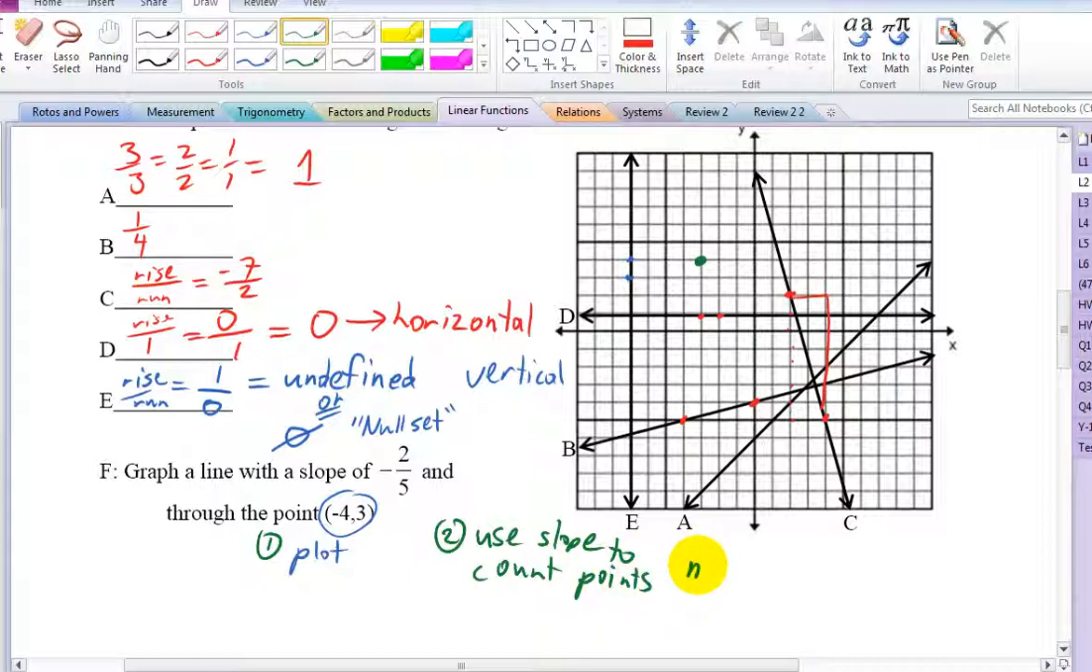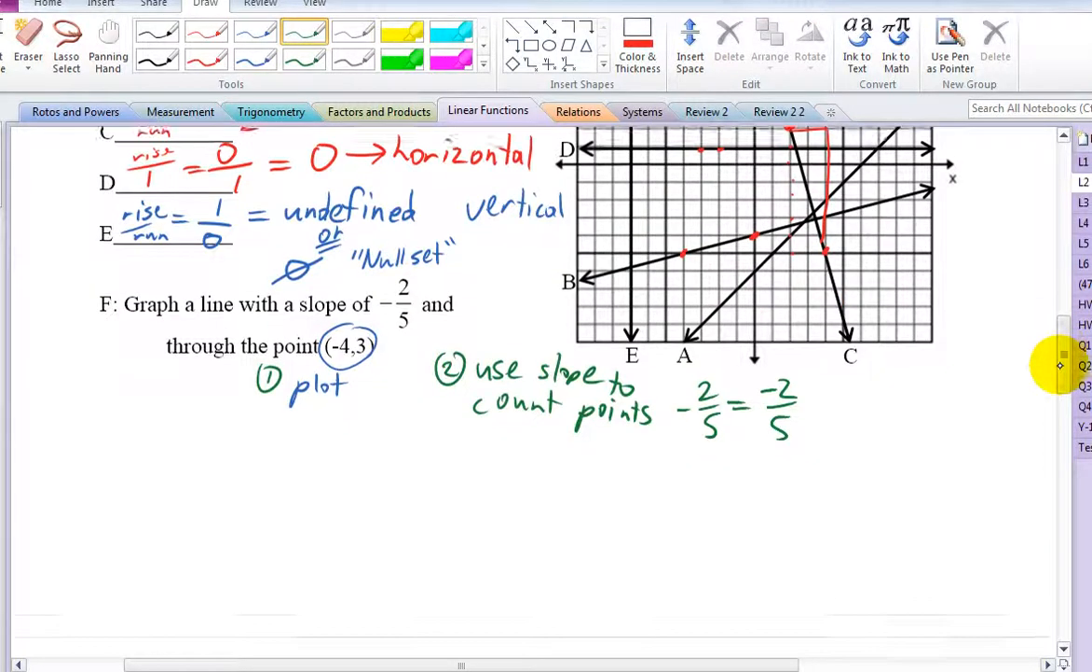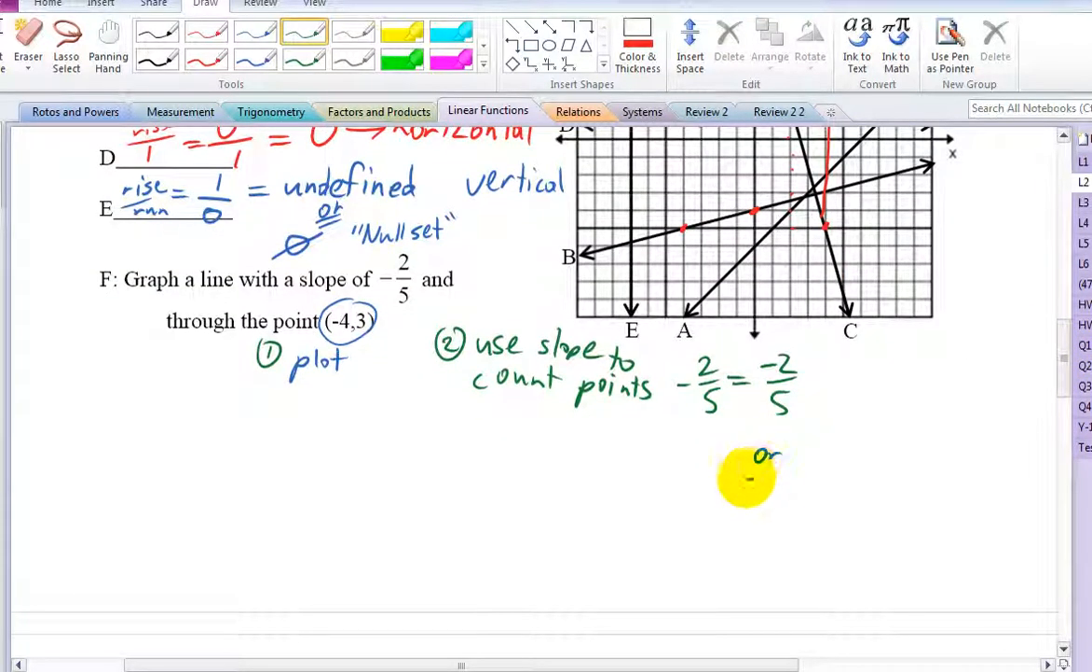So a slope of 2, -2 over 5, that can equal -2 over 5, or that can equal 2 over -5. You need to assign your negative sign to the top or the bottom. Okay. Now remember our counting part, right? If it's positive, it's up. If it's negative, it's down. Positives are right, negatives are left. So rise over run.